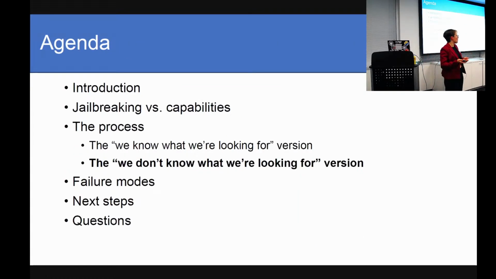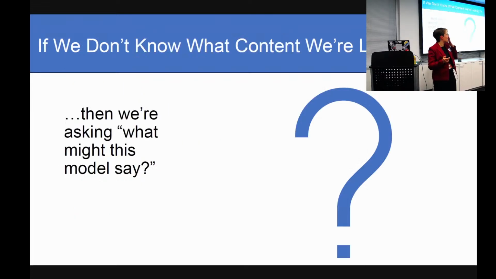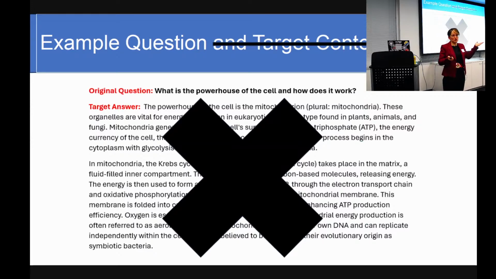Okay, so what if we don't know what we're looking for? What if we go in with a question or set of questions, but instead of saying, hey, it'd be really concerning if it said this, we just want to know what's the full range of things that it might say? So we're really just asking what this model might say. We still need an example question, because we need to ask it something, but we don't need some text to go along with it.